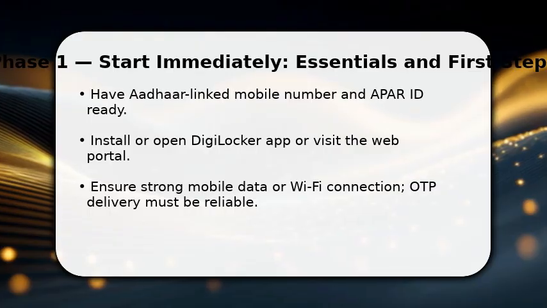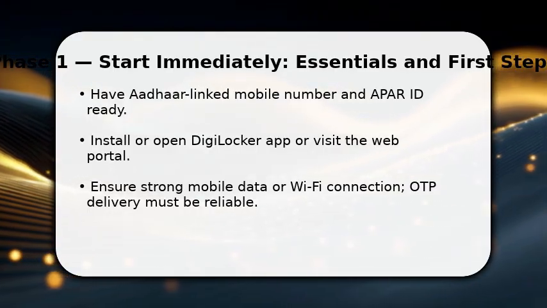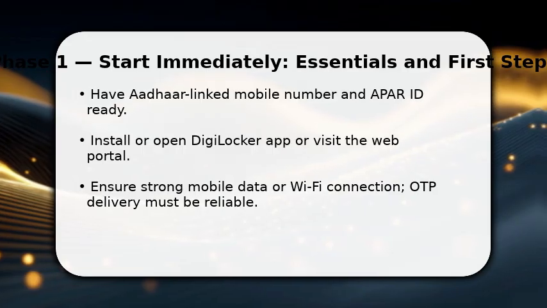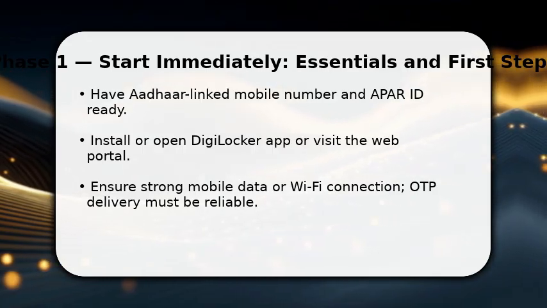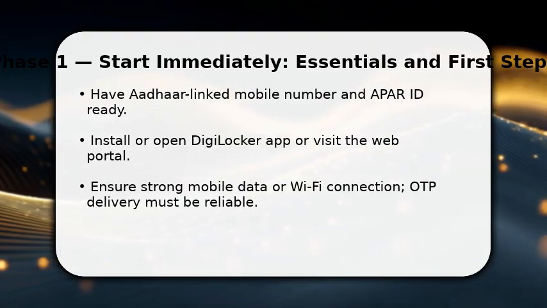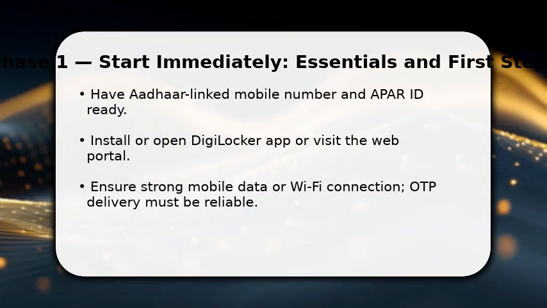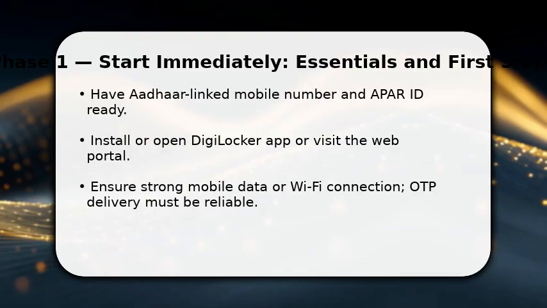You start by confirming prerequisites, your Apar ID and the mobile number linked to your Aadhaar. Once done, open the Digilocker app or go to the web portal because the login flow is identical. Tap Sign In, choose Aadhaar Authentication, and enter your Aadhaar number when prompted. This links your Apar ID in the same session.